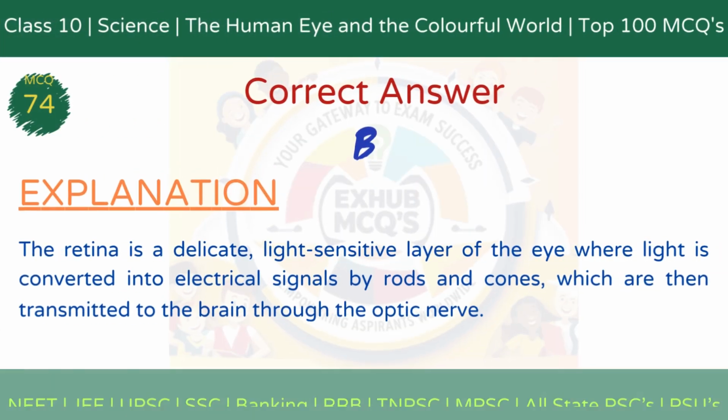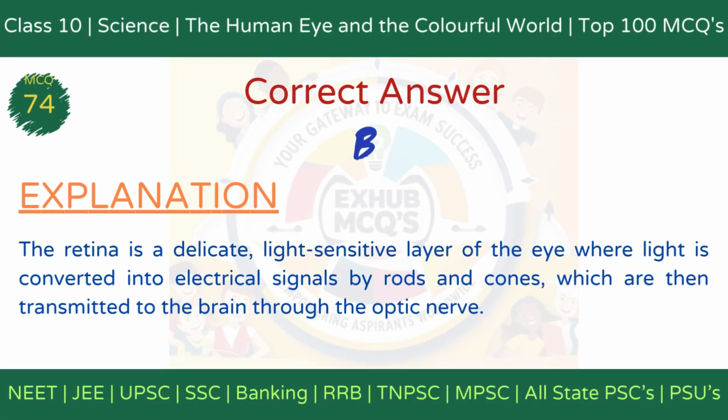The correct answer is option B, retina. Explanation: The retina contains light-sensitive cells, rods and cones, that convert light into electrical signals. These signals are transmitted to the brain via the optic nerve for interpretation.